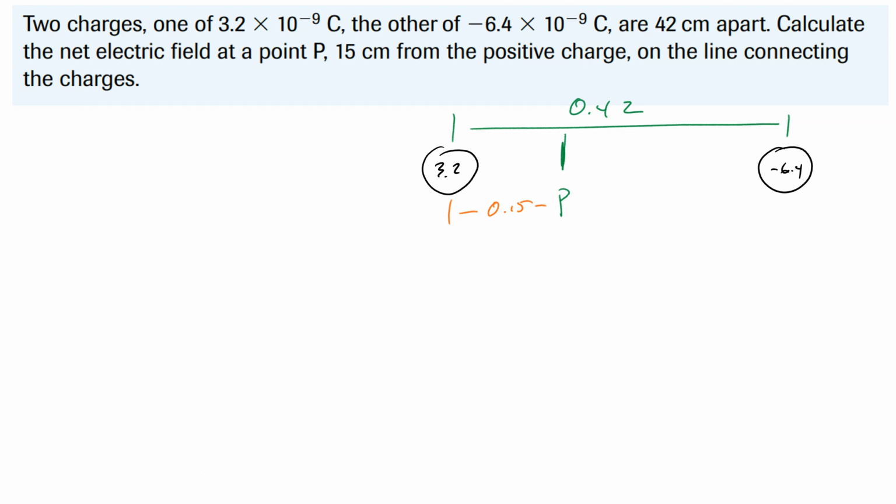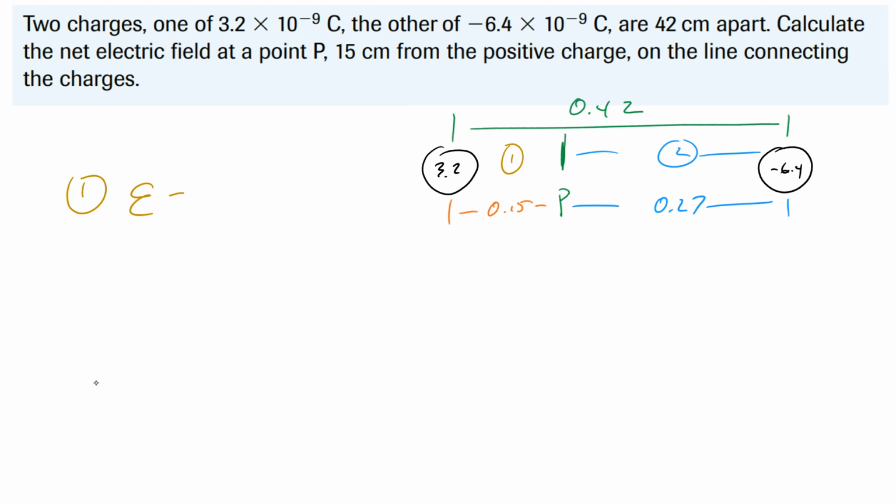So what this really is, is two questions. If we have a particle at spot P, we're going to see a force as a result of the interaction between spot P and the 3.2. And we're going to have an interaction between spot P and the negative 6.4. So we need to keep in mind that this is 0.27 meters away. Now let's go ahead and do these calculations. We'll do spot number 1 first.